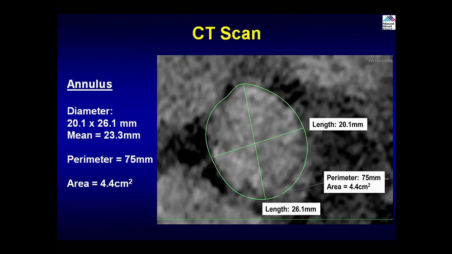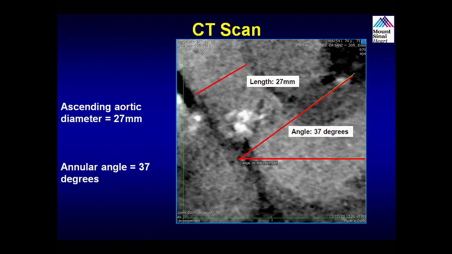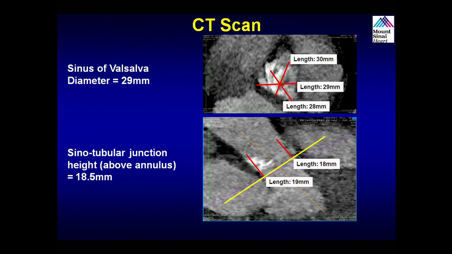So next slide, please. These are some of the other technical details. The ascending aorta diameter 27, the annular angle 37 degrees. So it's a fairly vertical angle, and that's very favourable for implantation. Next slide, please. So to show you then the sinuses of Valsalva, 29mm.